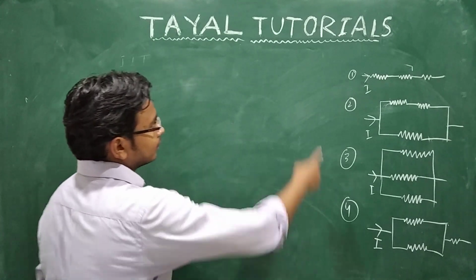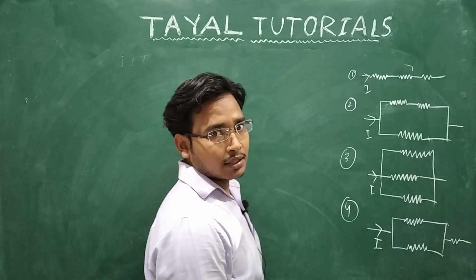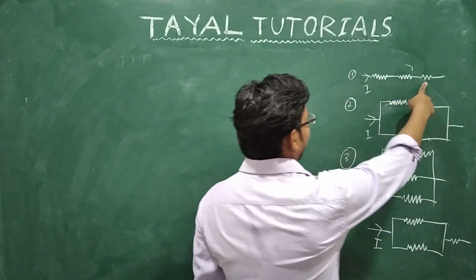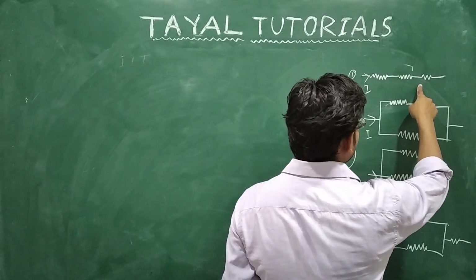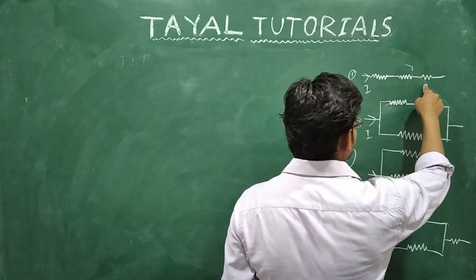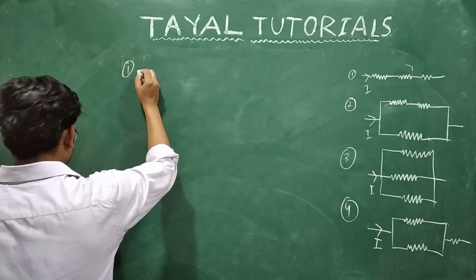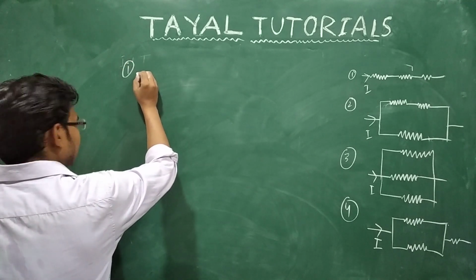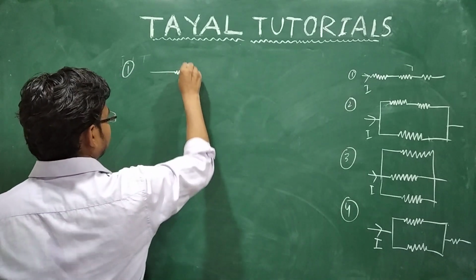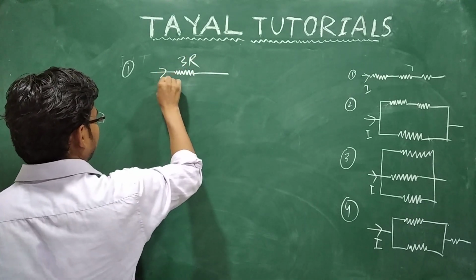When you see that first diagram, they have mentioned equal values of resistances, so I am assuming R. These three resistances are in series, because the current will be the same. So these three are in series. Considering the first one, the equivalent resistance of this first diagram is 3R.